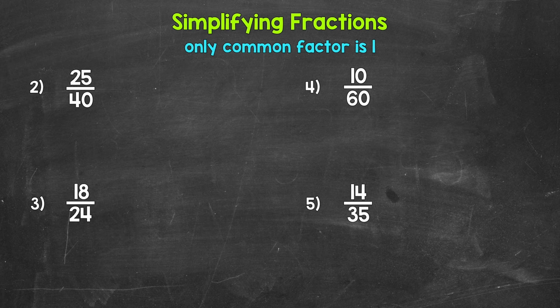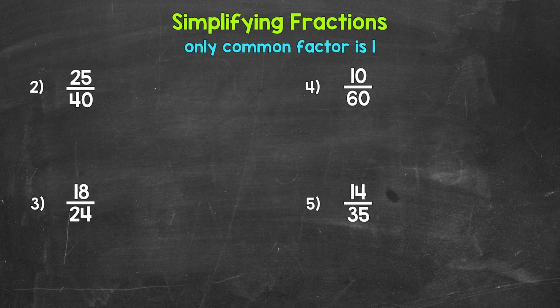For number 2, we have 25/40. Are there any common factors between 25 and 40 other than 1? Yes, 5 is a common factor. We can divide both 25 and 40 by 5. And 5 is actually the greatest common factor. So we can simplify in one step here by dividing our numerator and denominator by 5.